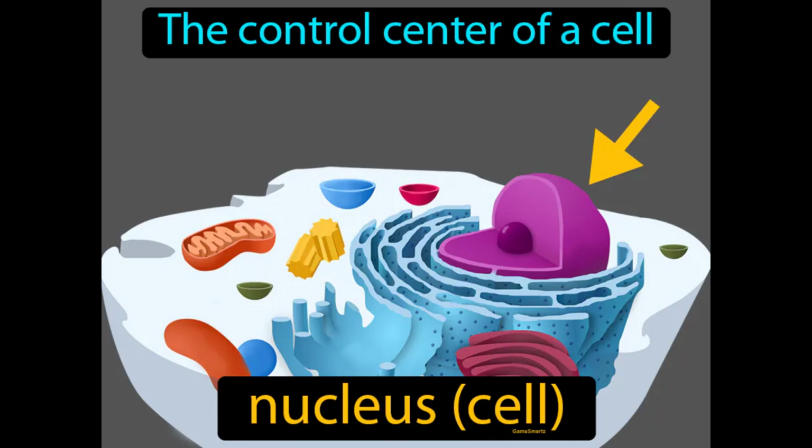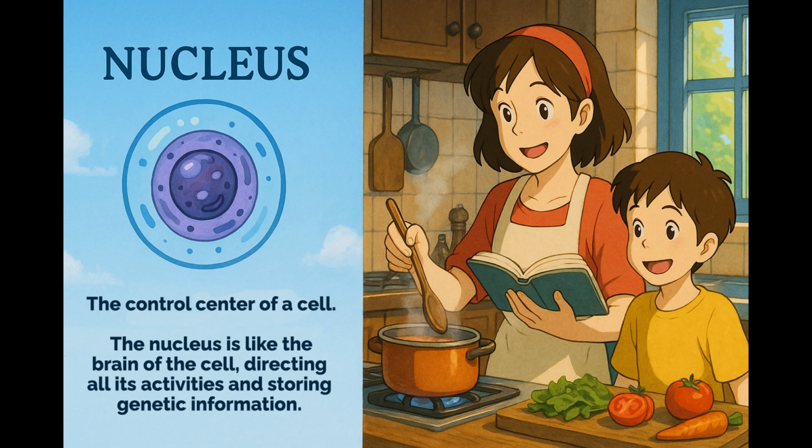The control center of a cell. Nucleus. The nucleus is like the brain of the cell, directing all its activities and storing genetic information. Imagine trying to cook a meal without a recipe or any guidance on what ingredients to use. Just like a recipe provides the essential instructions to create a dish, the nucleus of a cell serves as the control center, containing the DNA that guides all cellular activities.